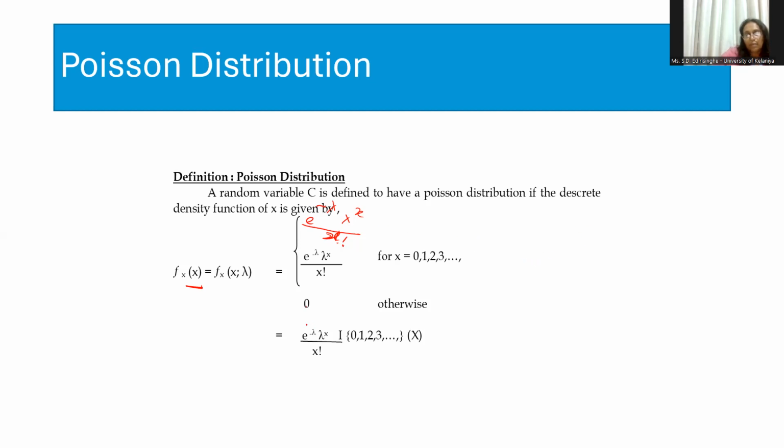So then the Poisson distribution formula is f(x) equal e to the power minus lambda, lambda to the power x divided by x factorial. So how we can define x, that is for all x starting from 0, 1, 2, 3, and so on up to 10.